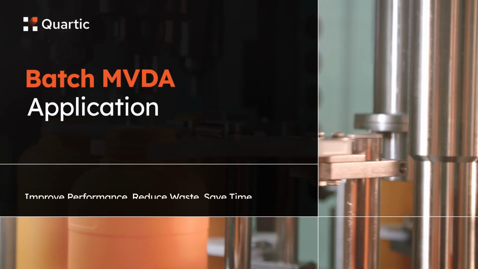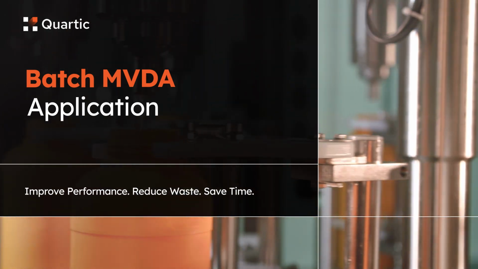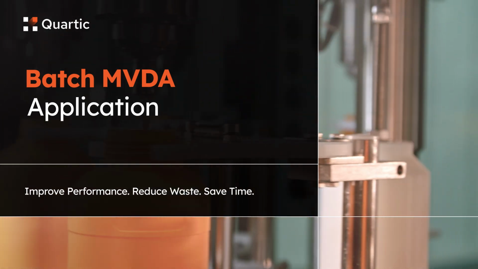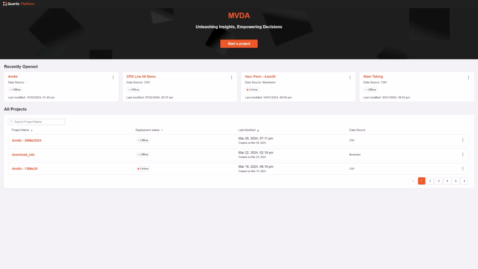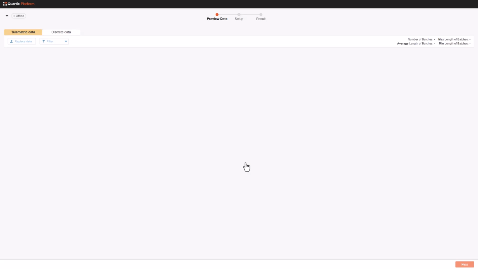Quartic's multivariate data analysis application provides a cost-effective solution to improve batch performance, reduce waste by identifying root causes, and accelerate investigations. Coming into the MVDA application, I'll go through an example of improving batch yields through the seamless workflow from offline investigation to real-time monitoring to predictive modeling.